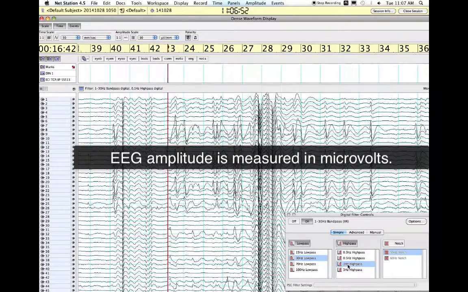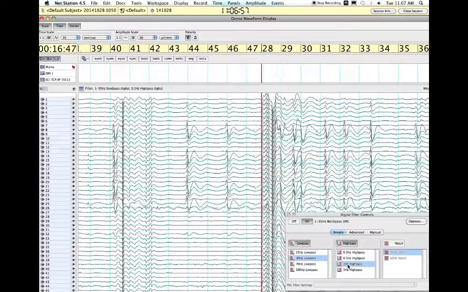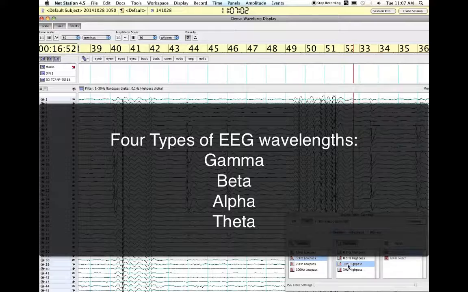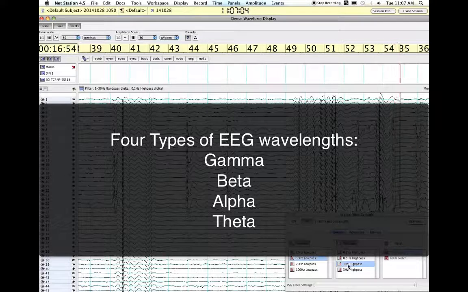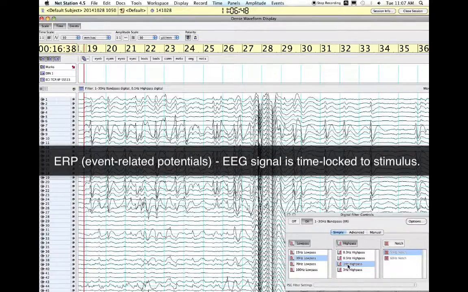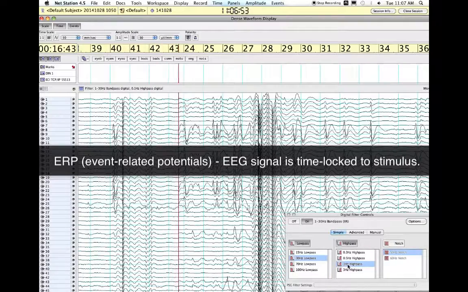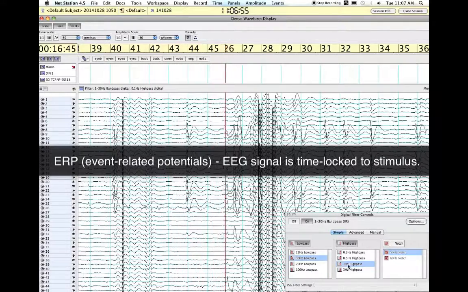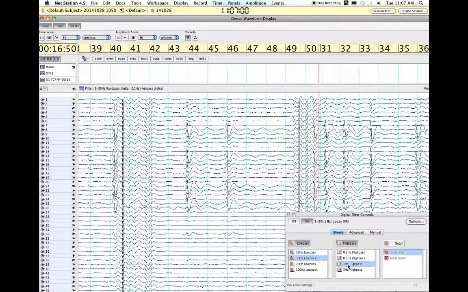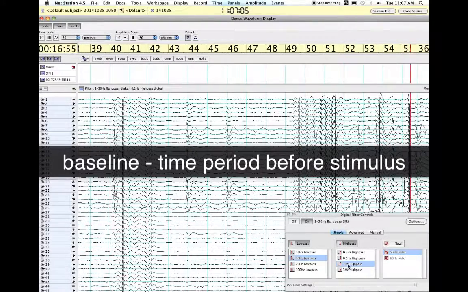EEG amplitude is typically measured in microvolts, and the wavelengths are divided into four main groups, which are determined based on the frequency oscillations. These four groups are gamma, beta, alpha, and theta. When the EEG signal is time-locked to a stimulus which the participant reacts to, it's called ERP, or event-related potentials. The time period before the stimulus in an ERP experiment is called the baseline.